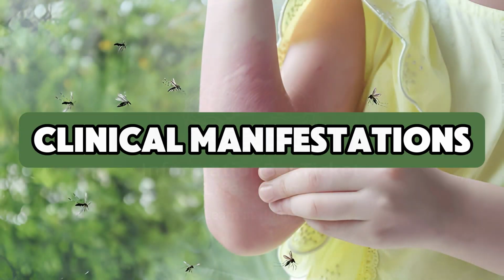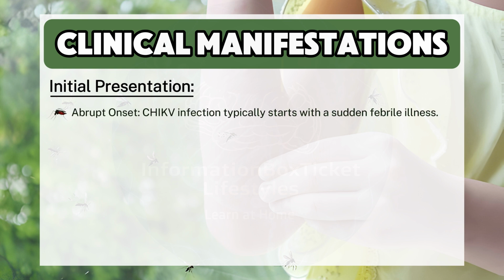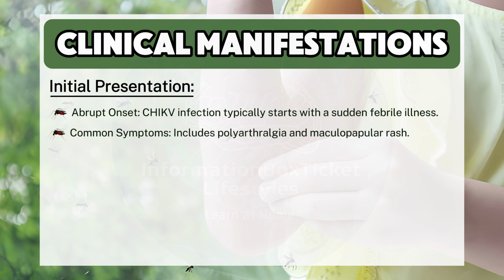Clinical manifestations of chikungunya virus. Initial presentation. Abrupt onset. Chikungunya virus infection typically starts with a sudden febrile illness. Common symptoms include polyarthralgia and maculopapular rash.